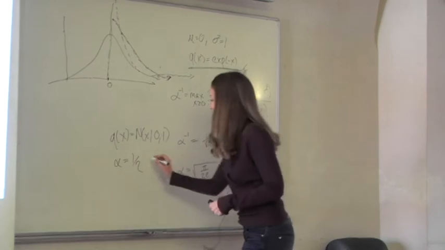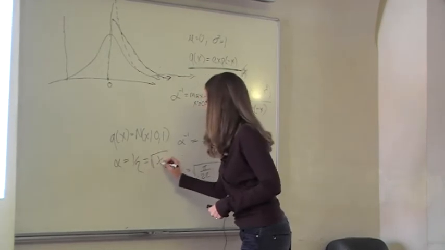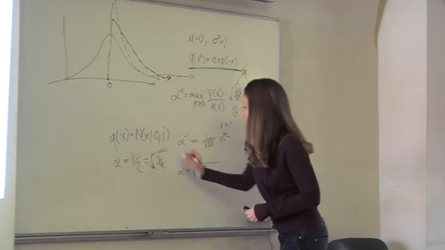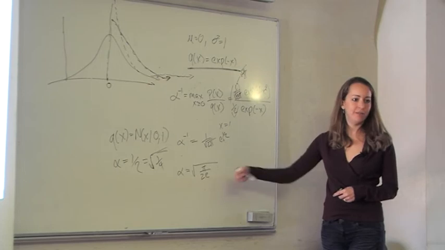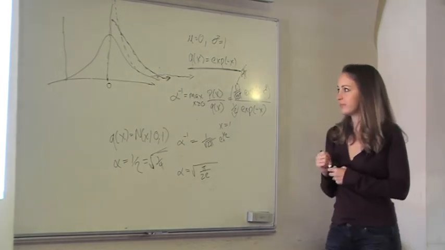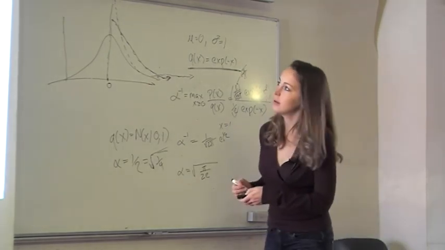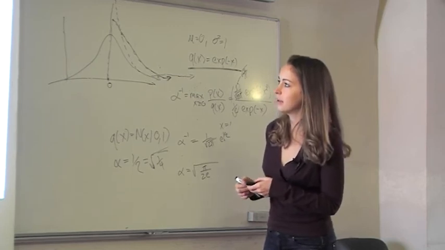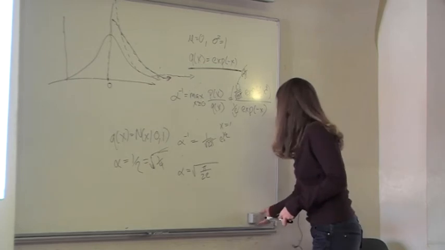So this is square root of, or 1 over 4. And this is bigger than 1 over 4. Right? Oops. Okay.